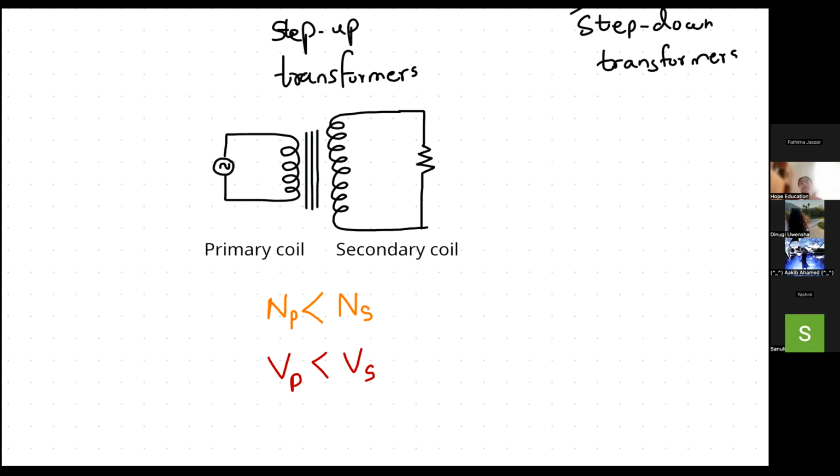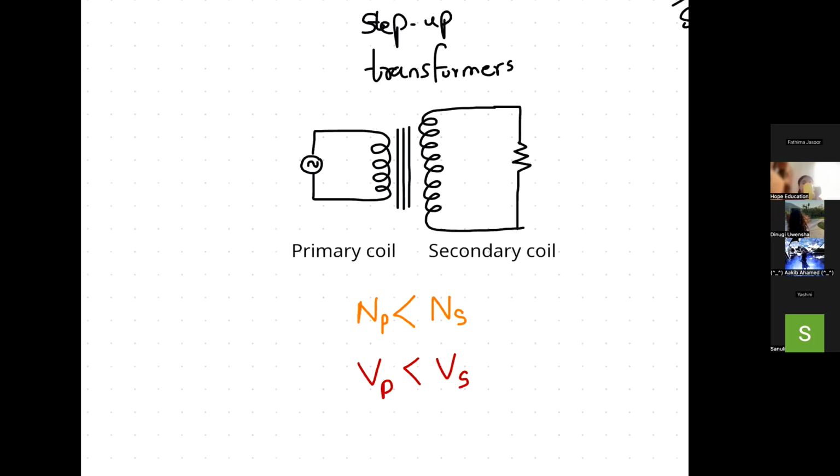And this is how it is constructed. Is that clear to all of you? Thumbs up, please. Aki, Binuti, Disal, Fatima, Senet. All right. Now we will move on to step down transformer.